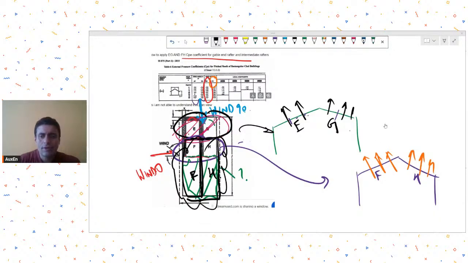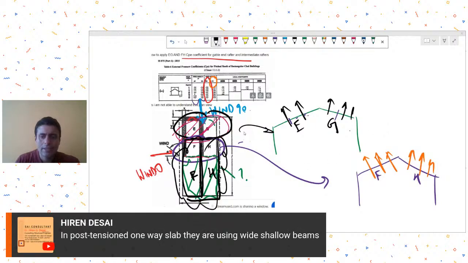So we have finished all the queries in the Google form and on the email. Now let me take some live queries that have been asked in the YouTube comments. So Mr. Hiren Desai is asking, post tension one-way slab they are using wide shallow beams. Okay, so that is the meaning of band beams. Good. Then he is asking how ductility is achieved in post-tension slabs and RCC columns. Post-tension beams and RCC columns.